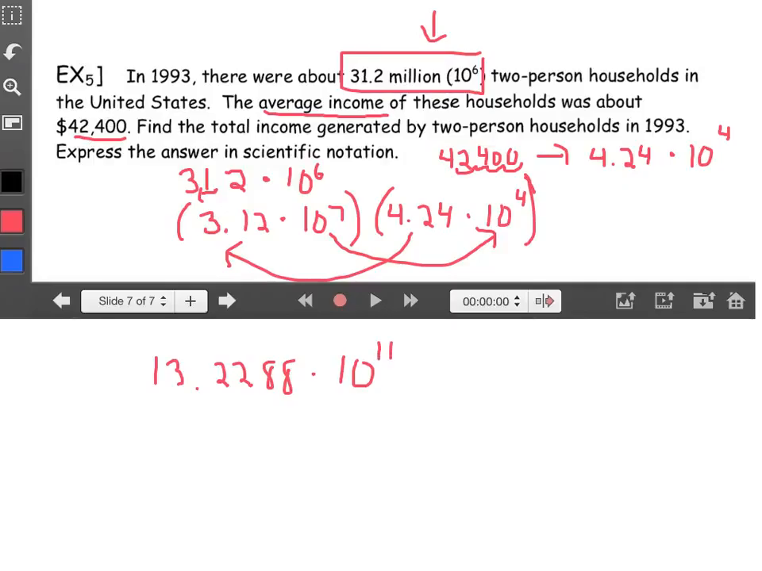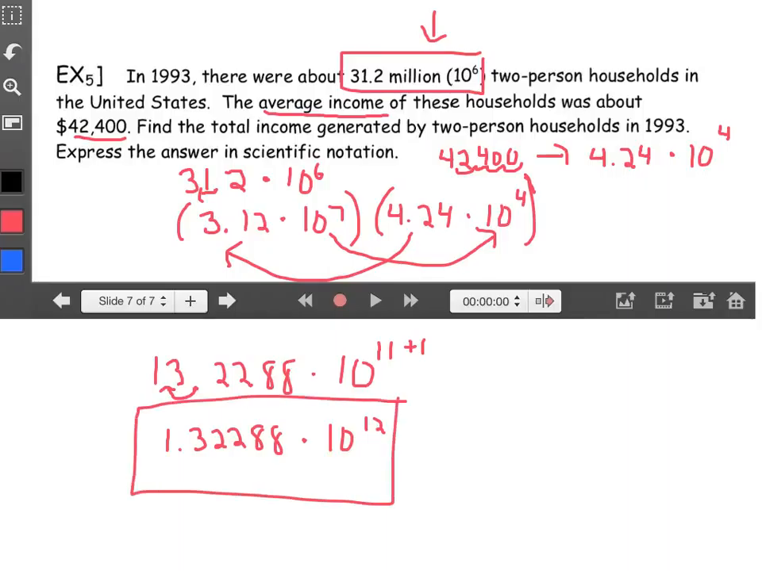And then I have to write this in proper scientific notation. So I move this over one place to the left. So I get 1.32288, and then when I do that, I have to add 1 to the exponent, so I have 10 to the 12th. So that is my answer to the total income generated by two-person households in 1993, written in scientific notation.